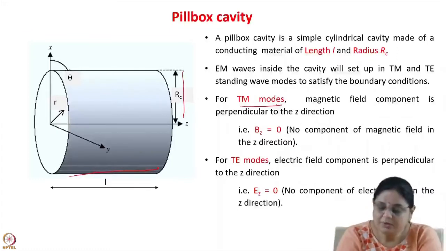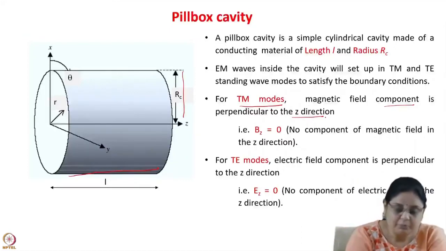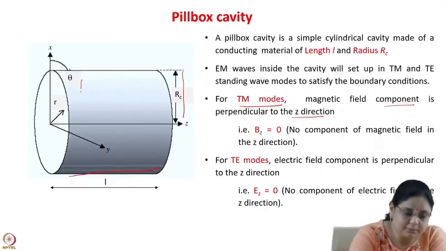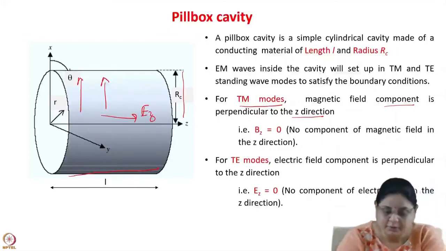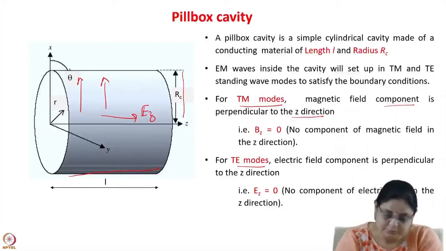For TM modes, the magnetic field component is perpendicular to the Z direction. So you have for the TM mode the magnetic field in this direction, and you will have an EZ field. Similarly for the TE mode, the electric field component is perpendicular to the Z direction and you have EZ equal to 0.